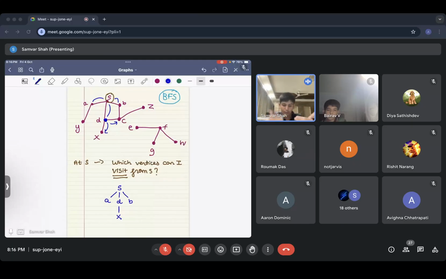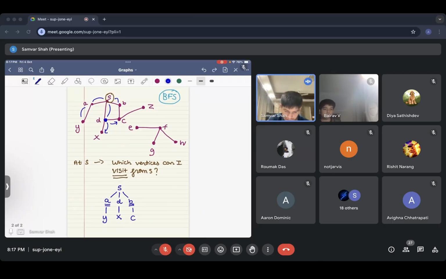Now let's go back. I was at D, but why did I reach D? Because I was checking what are the neighbors of S. So B and A, we still have to explore those. So from A, I can go to Y, and from B, I can go to C. Now we say, okay, all good. We have checked A, we have checked D, we have checked B. Now we can move on to the next layer.